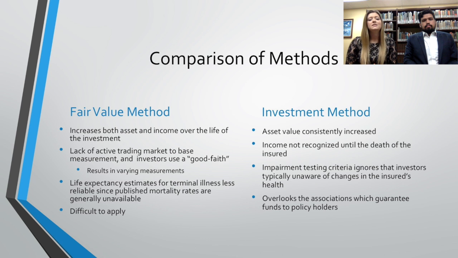The investment method provides mostly benefits with one disadvantage. First, the asset value is consistently increased over the life of the investment because the premiums are capitalized on a monthly basis. Income is not recognized until the insured dies, so income is never distorted. However, the impairment testing does generally ignore that investors typically are unaware of changes in the insured's health, and it also ignores the associations that guarantee funds are given to the insured.